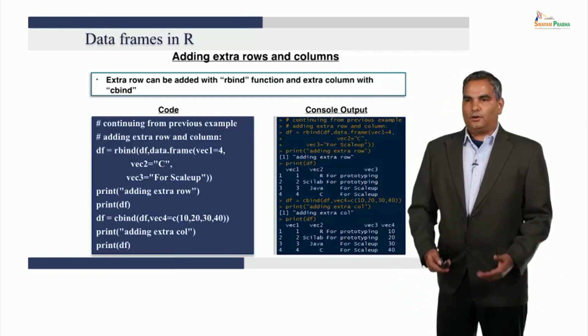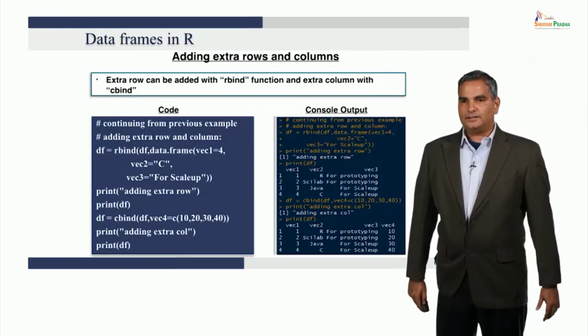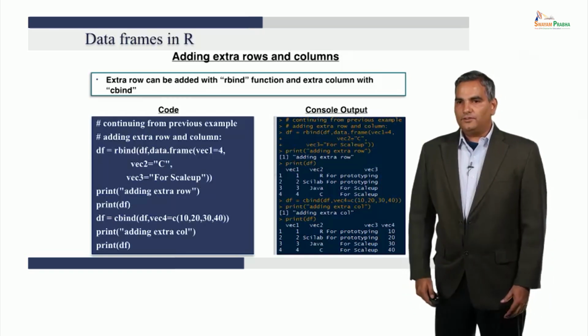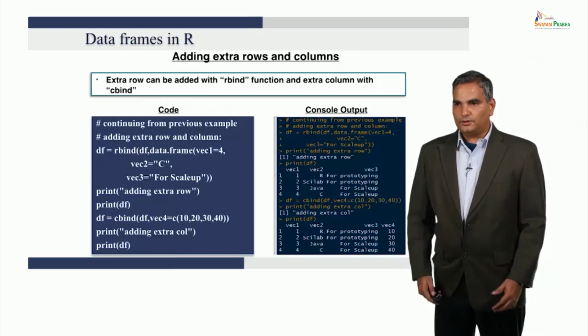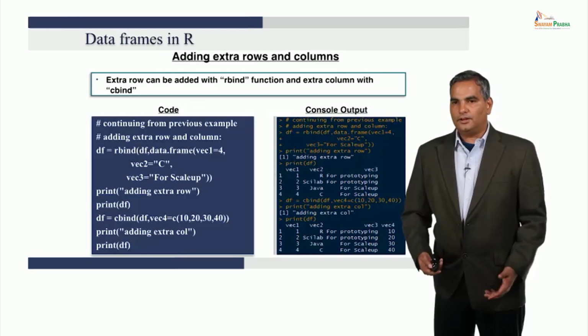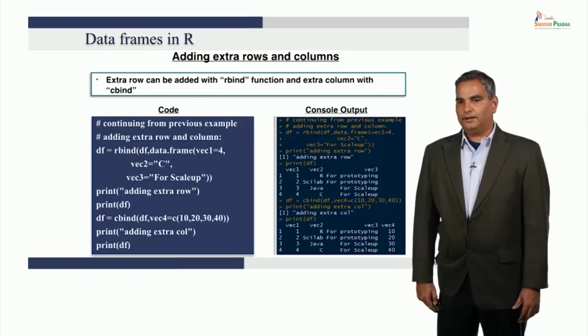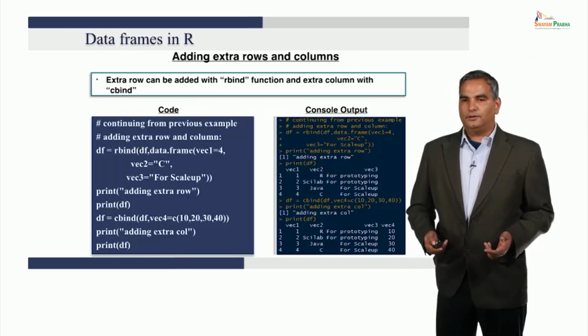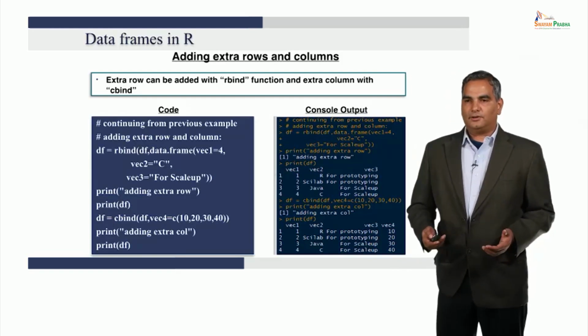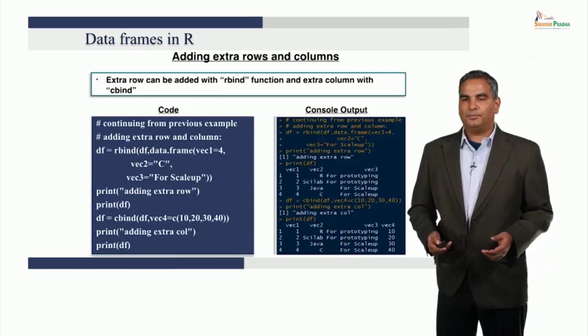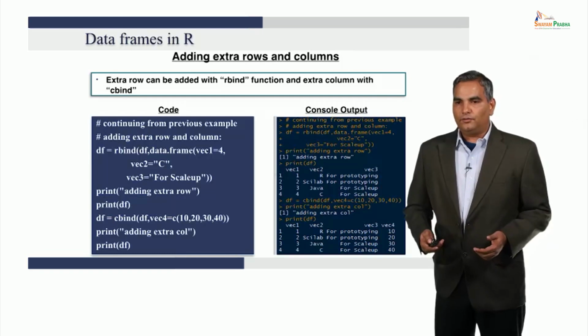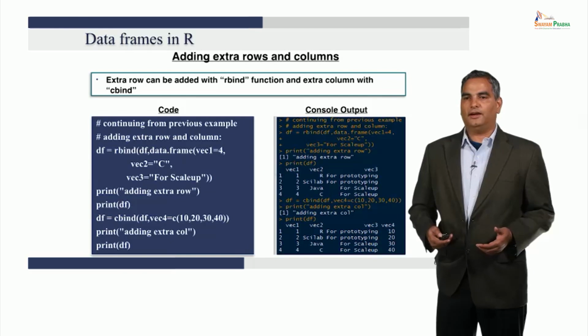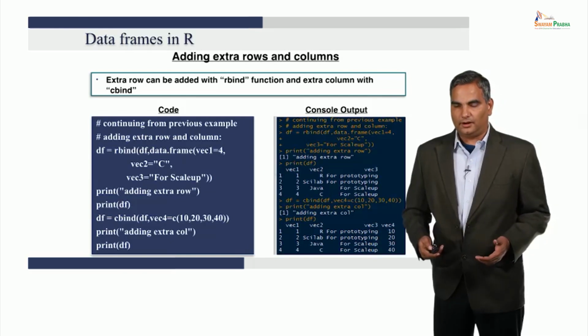You can add extra rows and columns using two functions. One is called rbind, which will help you add extra rows, and if you want to add extra columns, then you use what is called cbind. Okay, so it's very simple. As we saw before, the sizes have to be the same, the types have to be the same. So for example, in the data frame df, if you wanted to add another row, we already know that we need to have at least 3 elements because each row has 3 columns.